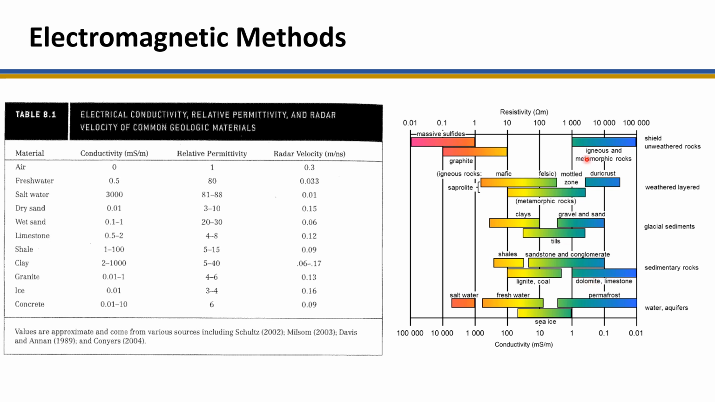So that is why the range of resistivity and conductivity of particular rocks or minerals varies and has a big range of values.